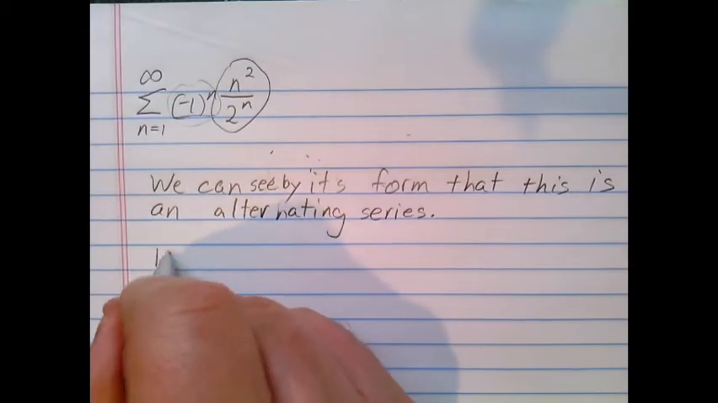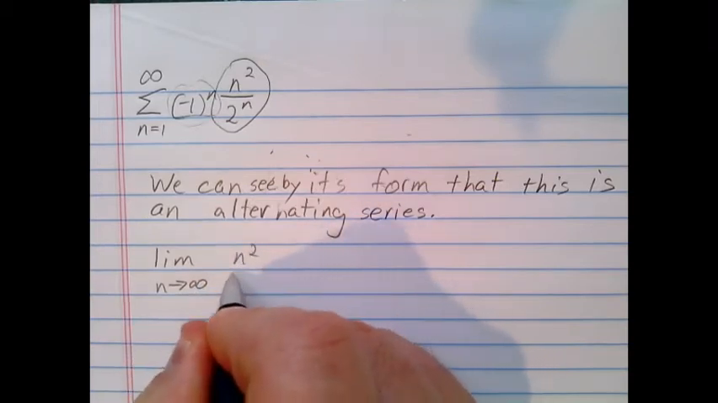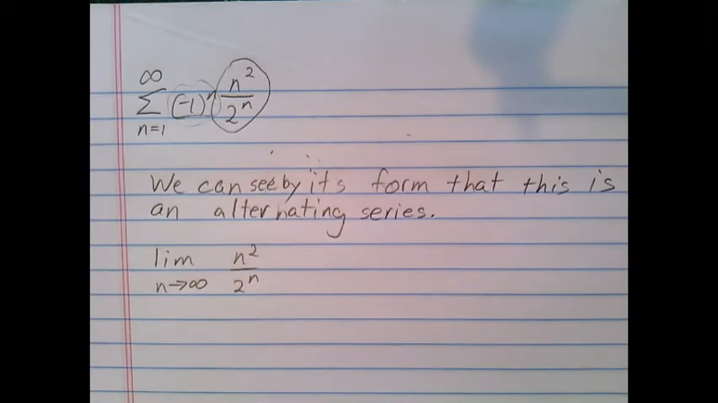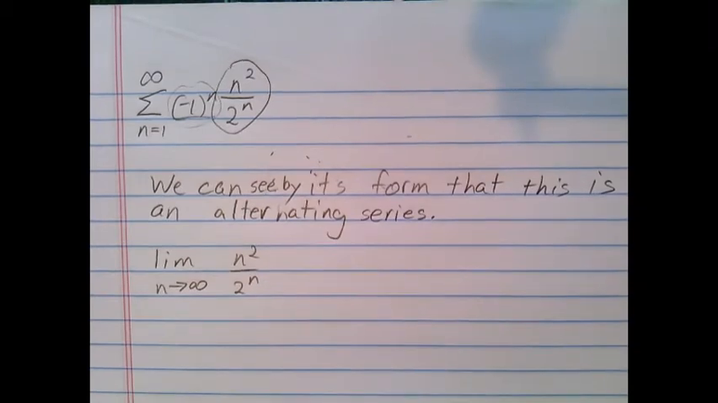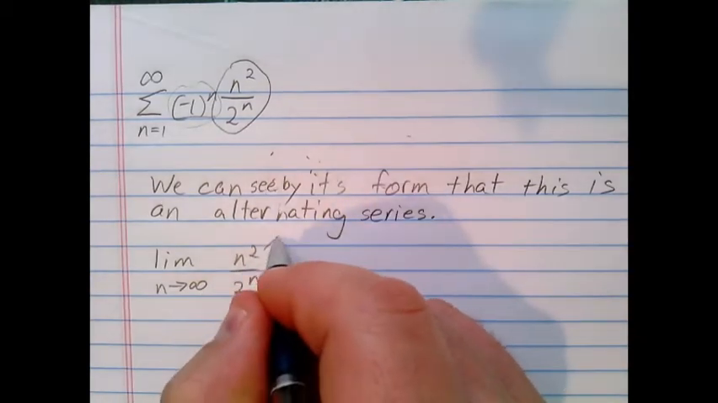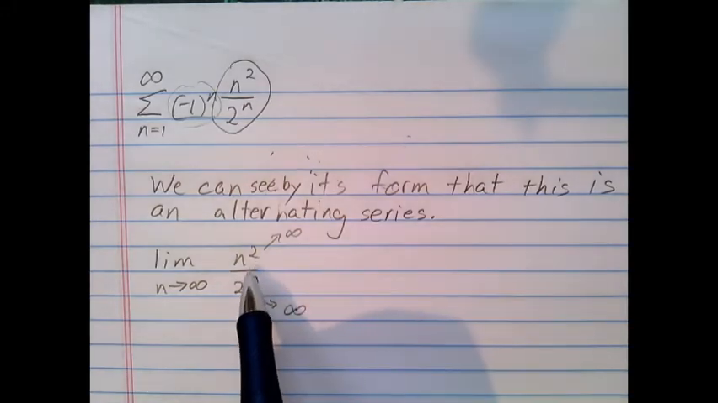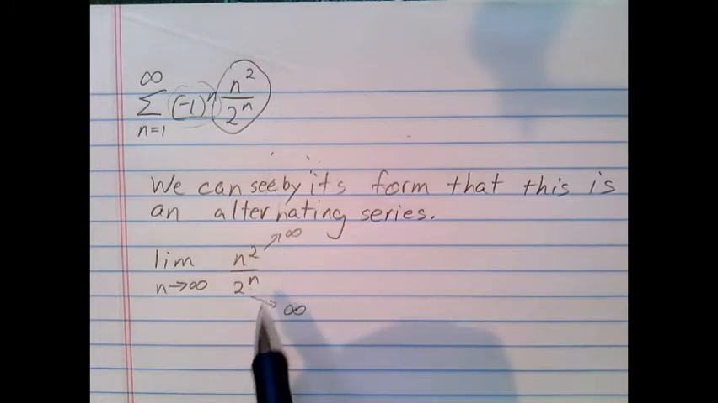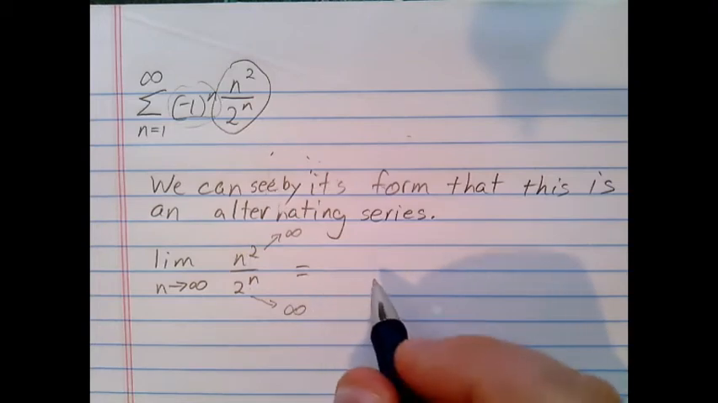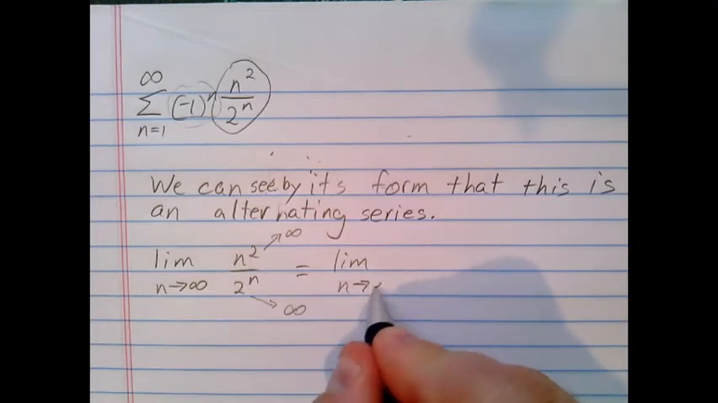Okay, so let's take the limit as n goes to infinity of n squared over 2 to the n. Okay, we need to show that this limit is 0. Now, as n goes to infinity, both n squared and 2 to the n are going to infinity. So we've said previously that if you're computing a limit of a fraction and both the numerator and denominator are going to infinity, then you can apply L'Hopital's rule. So to apply L'Hopital's rule, we need to take the derivative of the top and the bottom and then see if we can compute our limit.